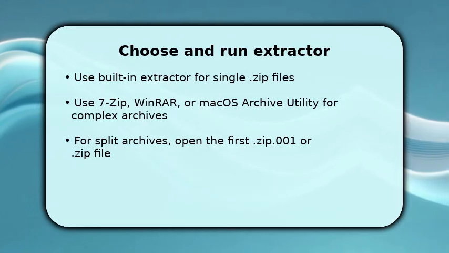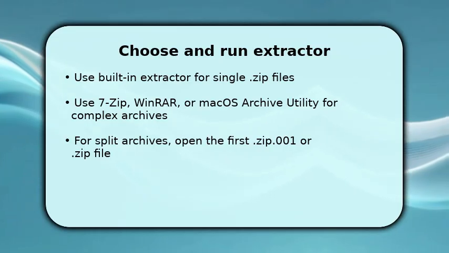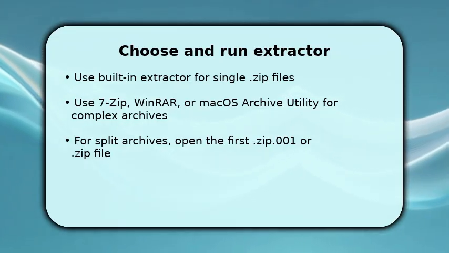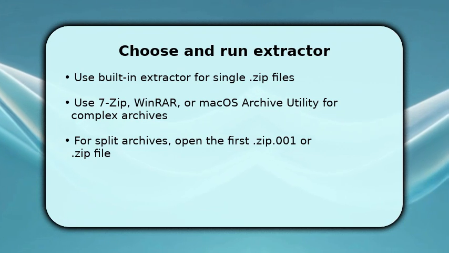For split archives, start with the first part and the tool will read the rest automatically. If you're prompted for a password, enter it exactly as provided. While extracting, monitor for error messages and pause other heavy disk operations.